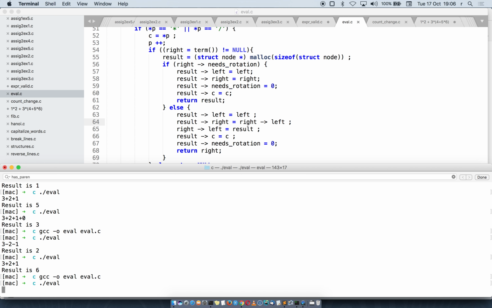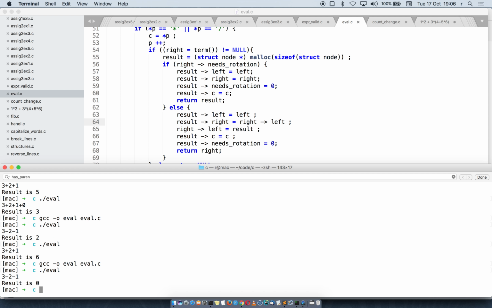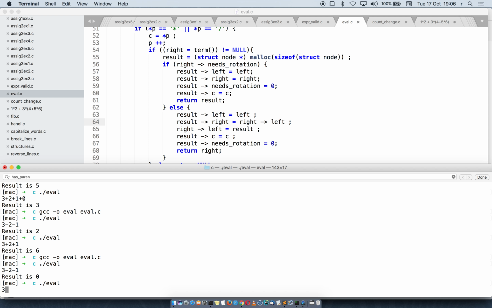Okay, so where were we? 3 minus 2 minus 1, 0. Okay, so this is what we want. So 3 minus 2 minus 2 minus 1, this is 2. All right.